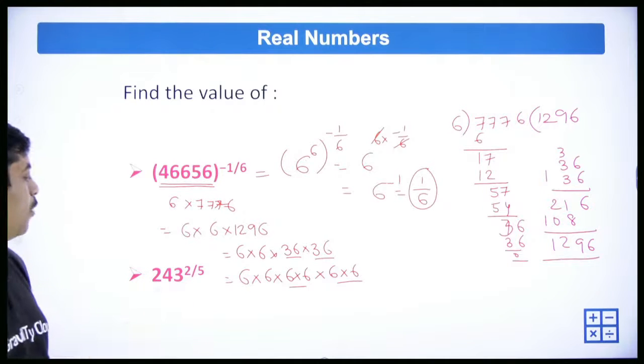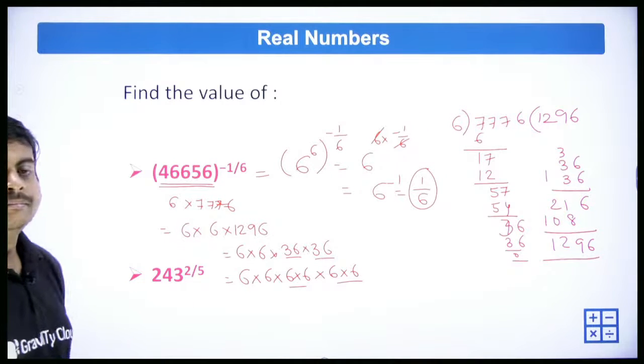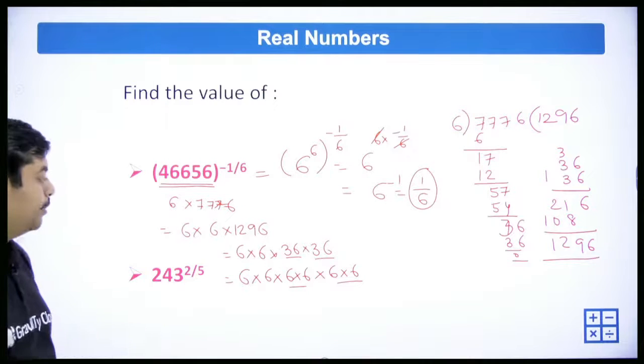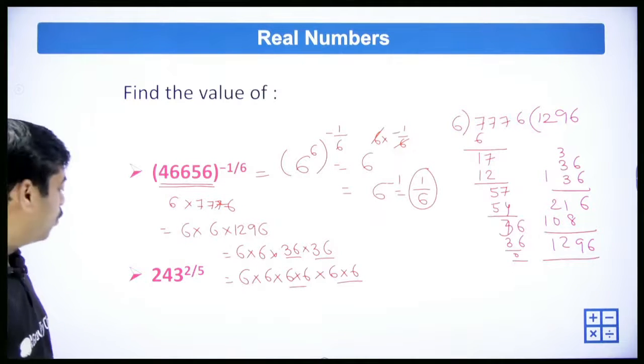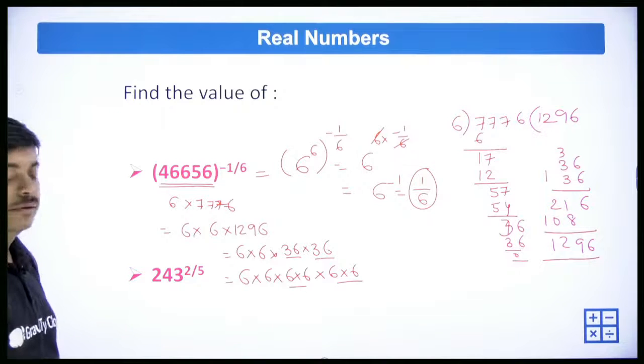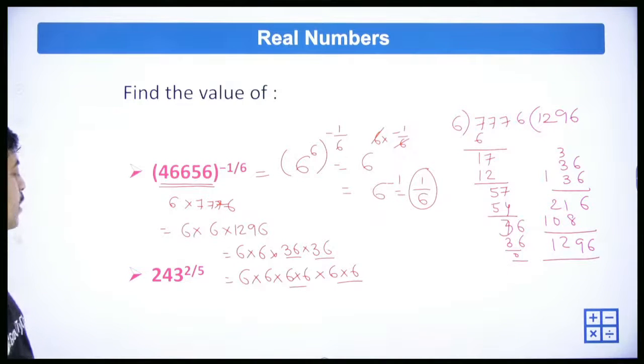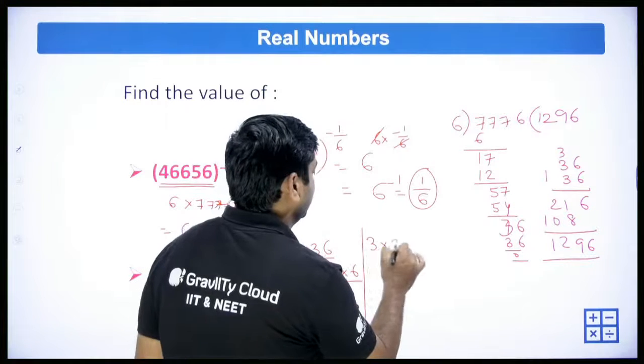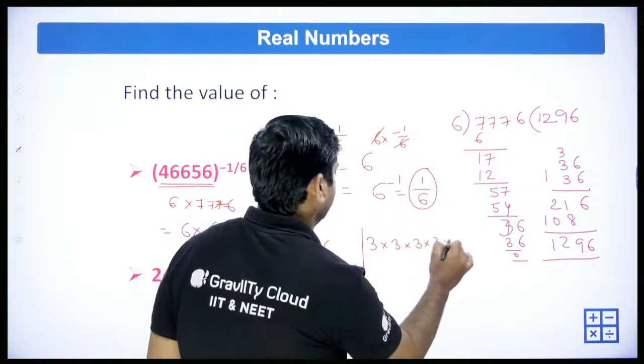243 power 2 by 5. How to write 243? Maybe 3 into 3 into 3 into 3 into 3, maybe, or 4 or 5, not 5. Maybe 7 into 7. So let's try to verify with 3. Okay, so let me try what is 3 into 3 into 3 into 3 into 3.